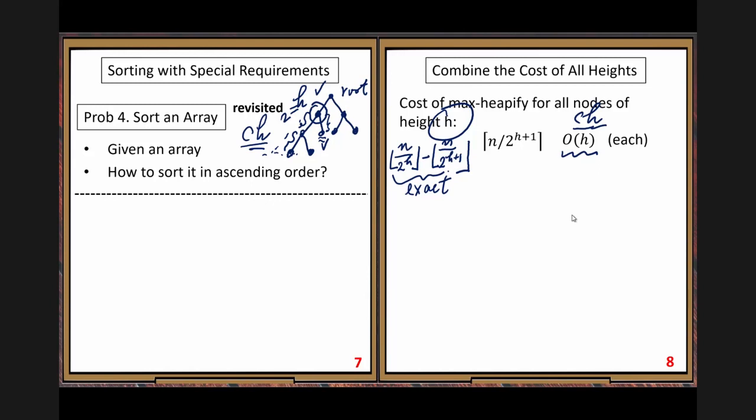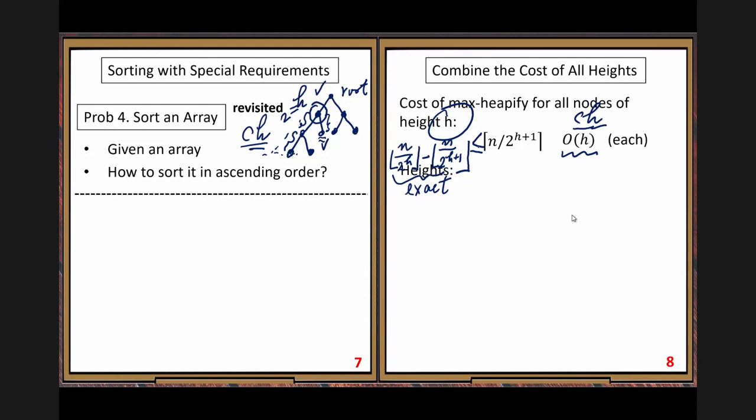Actually using this formula is quite good. You will see. But here, this is an estimate function, less than or equal to the ceiling of n over 2 to the h plus 1. But later, when we accumulate all the costs, probably that exact formula will be easier. We will see. All right, let me summarize where we are.